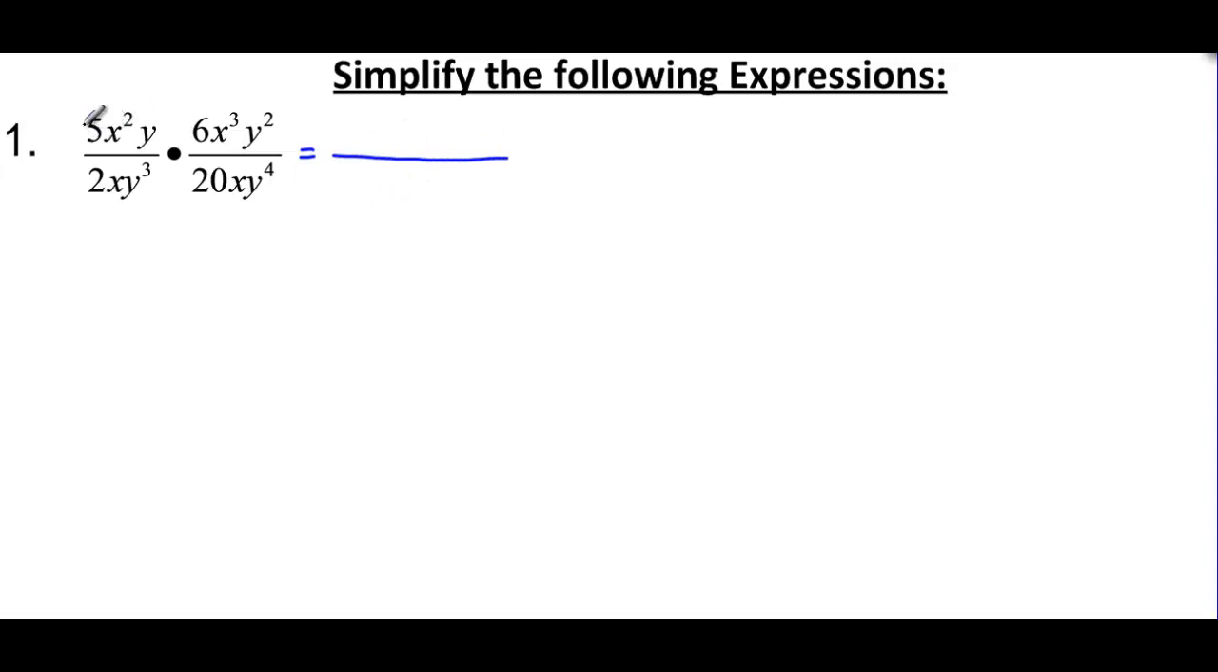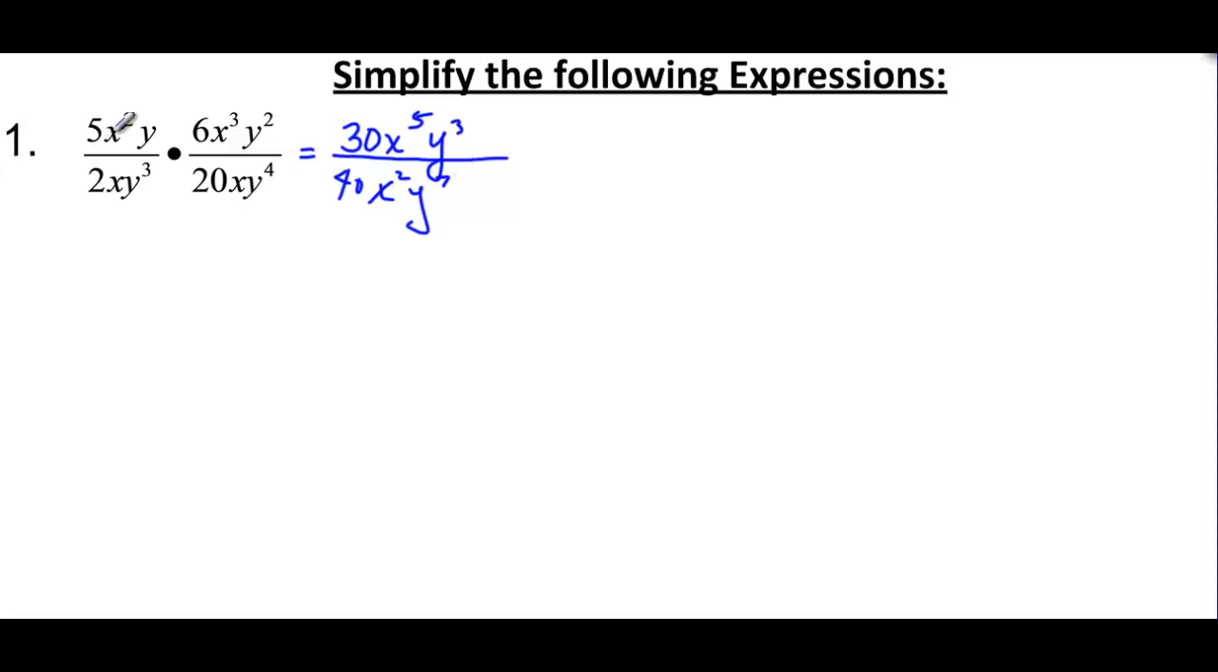To do that, we're just going to multiply 5 times 6. Because remember, when you multiply, order doesn't matter. So I can move any of these x's, y's, or numbers anywhere I want. So I have a 5 times a 6, and I'm going to write 30. x squared and x cubed is x to the 5th. y times y squared is y to the 3rd. In the denominator, 2 times 20 is 40. x times x is x squared. And y cubed times y to the 4th is y to the 7th power.